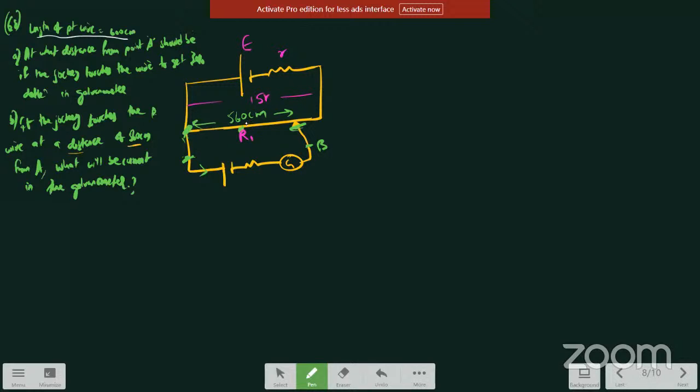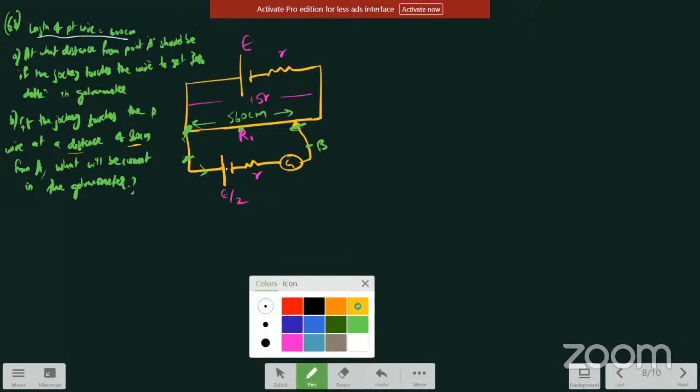And how much will this 560 have? Leave it. This is R1, this is R, and this is E by 2. So just apply Kirchhoff's law, it is solved. Nothing more required. Just apply Kirchhoff's law, it is done.